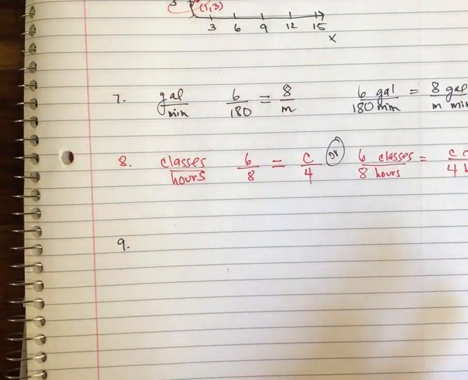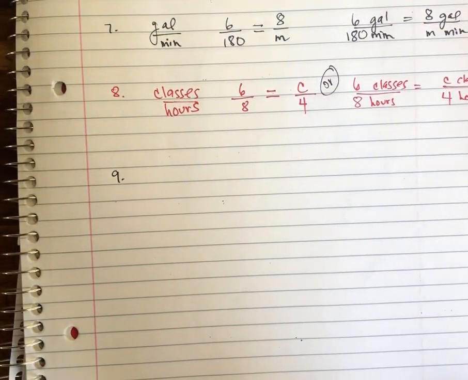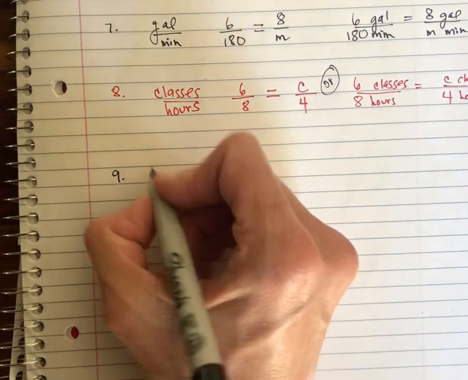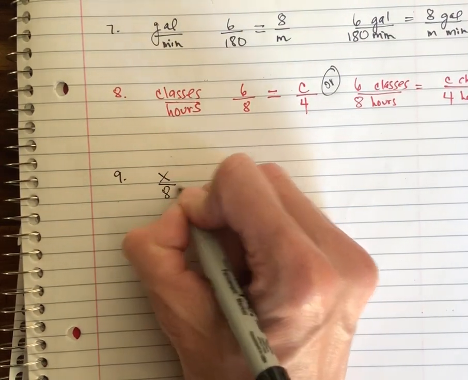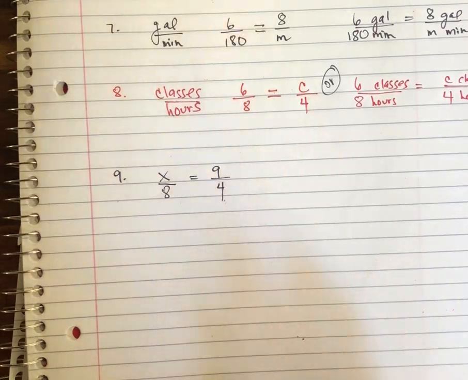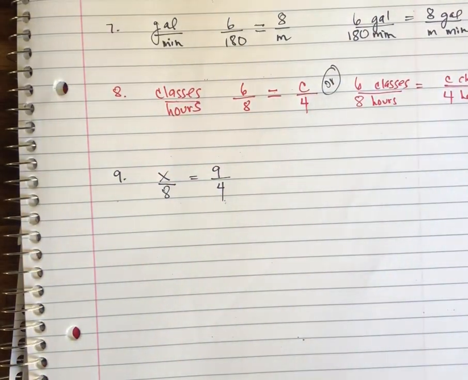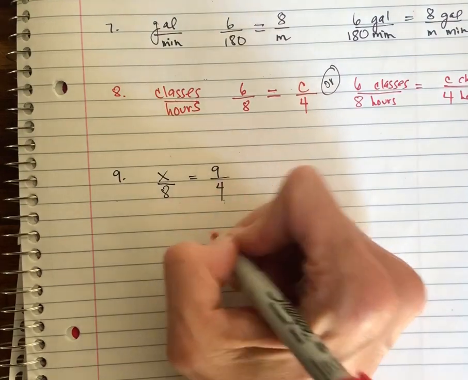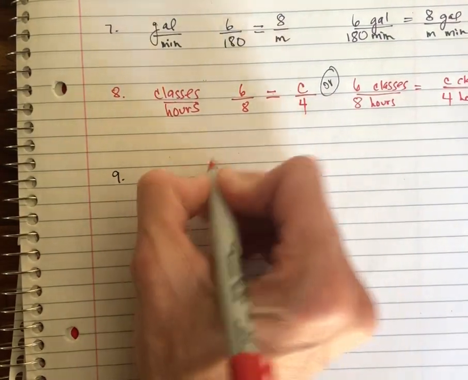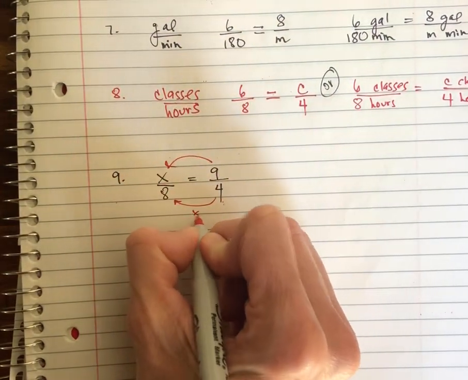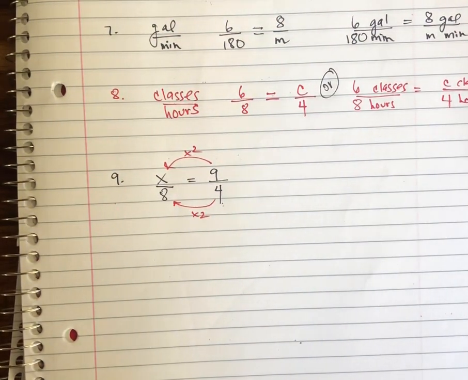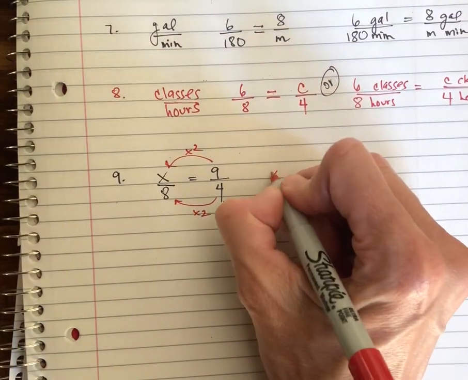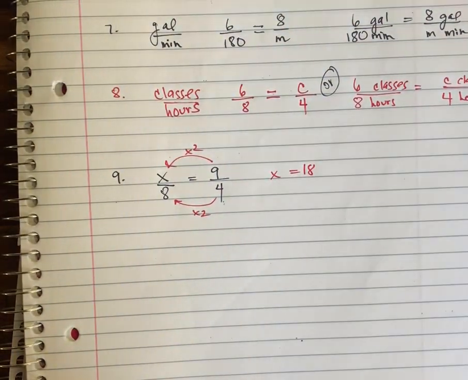Number 9. Okay, all right, so x over 8 is equivalent to 9 over 4. And you can use cross products, you can use equivalent ratios. Here, well, 4 times 2 is 8. Do the same to the numerator. 9 times 2 is 18, which means x equals 18. Okay?